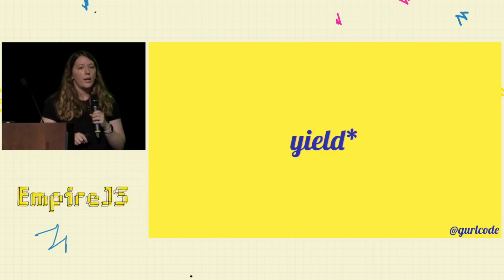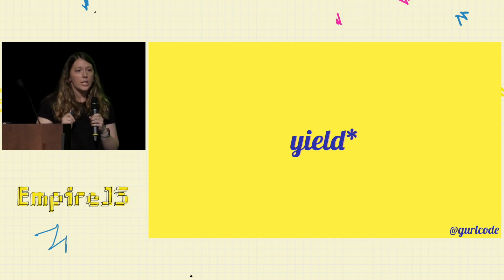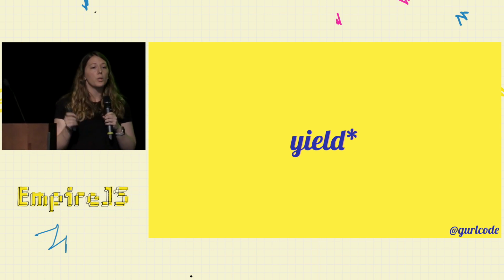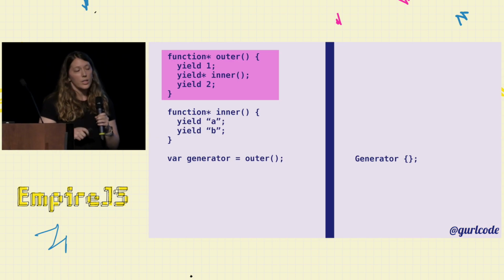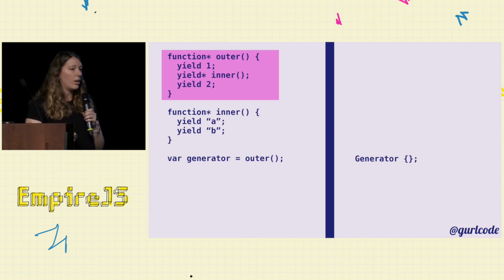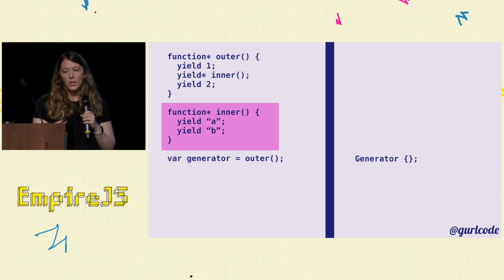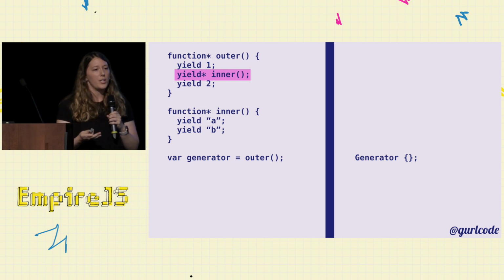You can also run a generator from inside of another generator. And to do that, you're going to use the yield keyword, but you're going to use it with an asterisk next to it. I'm going to refer to this as yield star from now on. So to illustrate this, I have a generator called outer and a generator called inner. And you'll notice that outer is calling inner with the yield star expression.